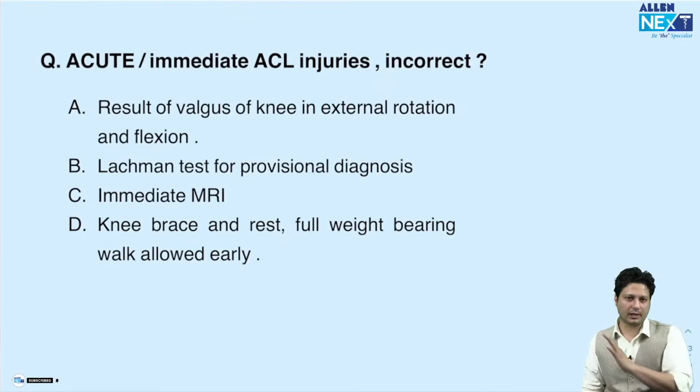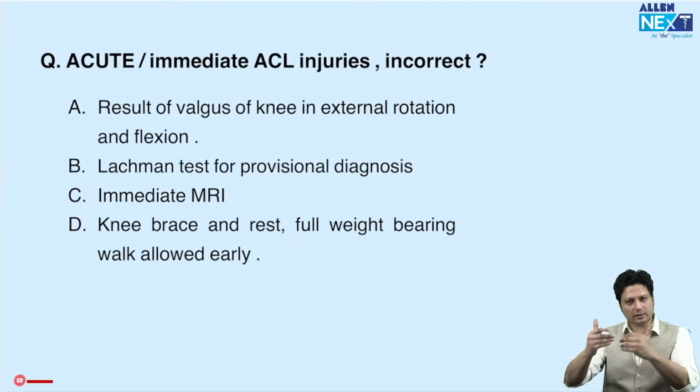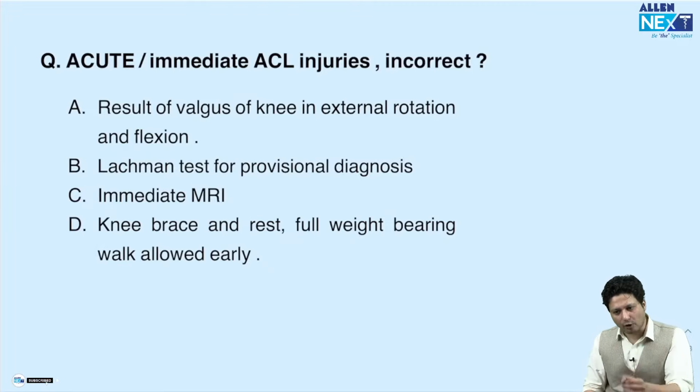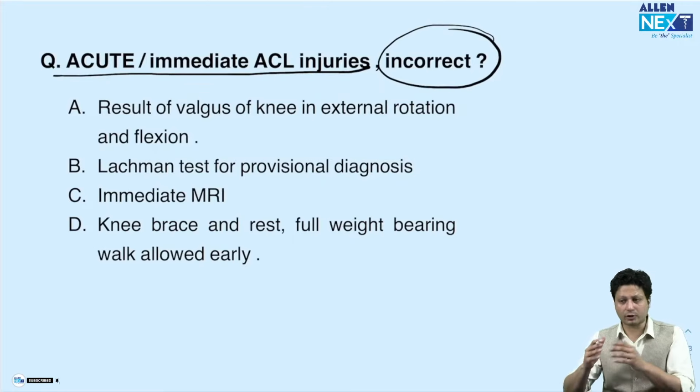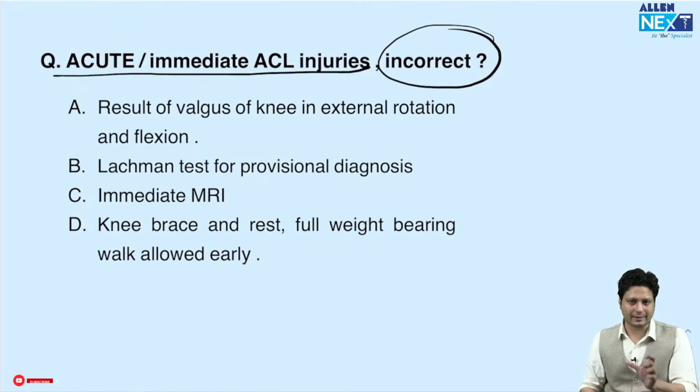All right, next, come to another very critical scenario, where a patient might have suffered an anterior cruciate ligament injury, all right? So there is a patient who is having an ACL injury. What immediately do you have to do? All right, acute immediate ACL injury, which of the following is incorrect? What should you not perform in that scenario?